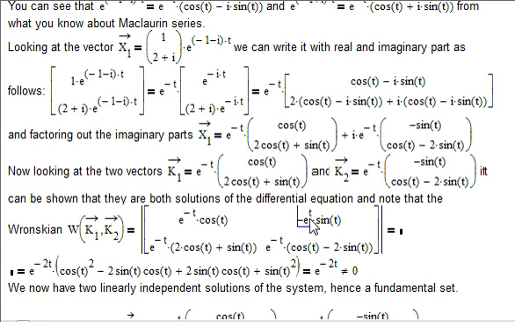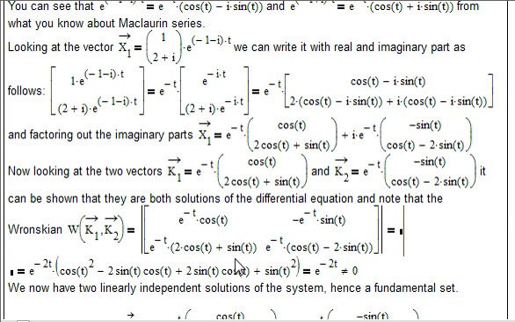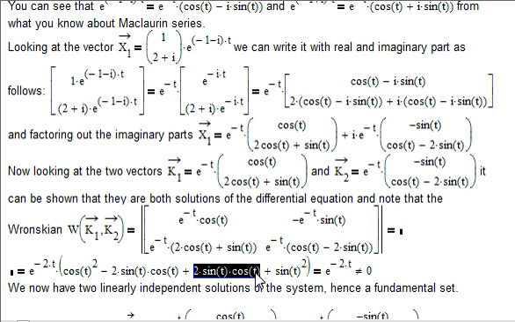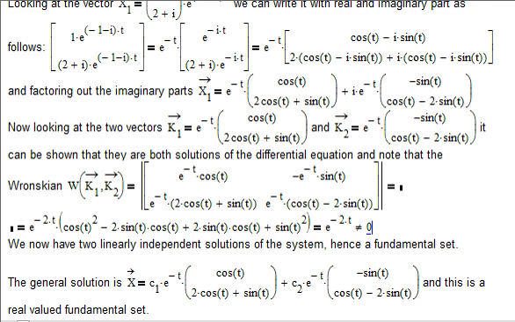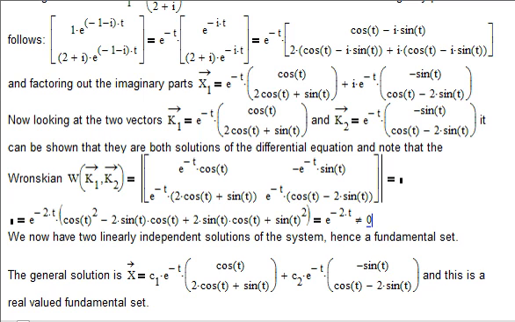2 cosine t, wait a minute, this was supposed to be negative t, my fault. So e to the negative 2t times sine squared of t, and then plus 2 cosine t sine t, and look, this one and this one cancel out. Cosine squared plus sine squared equals 1, so the whole thing is just e to the negative 2t, and of course that's never 0. So we've got 2 linearly independent solutions of the system, hence we have a fundamental set.